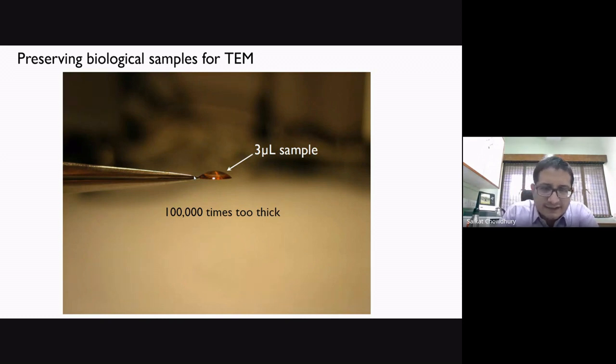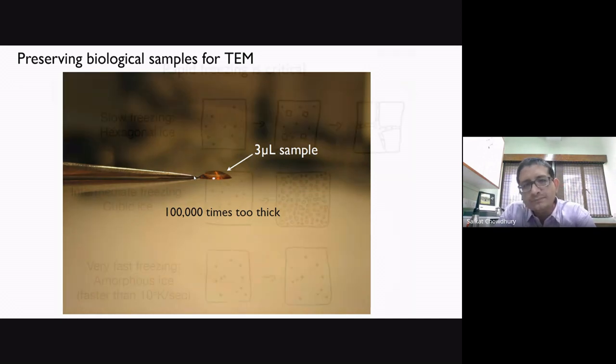If we directly take that grid and dunk it in liquid nitrogen or liquid ethane, it's a lot of thickness. It's a lot of volume of liquid that is there. And it's going to be way too thick for any electron beam to go through, and you won't be able to collect any images in that case.